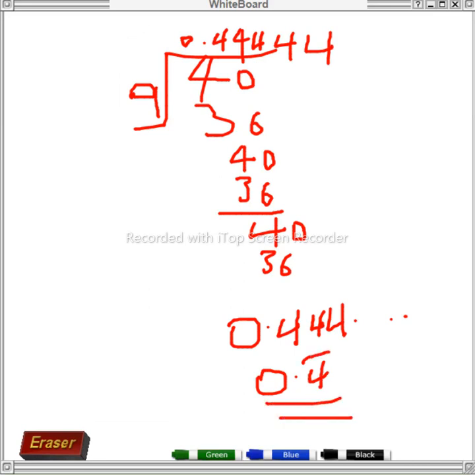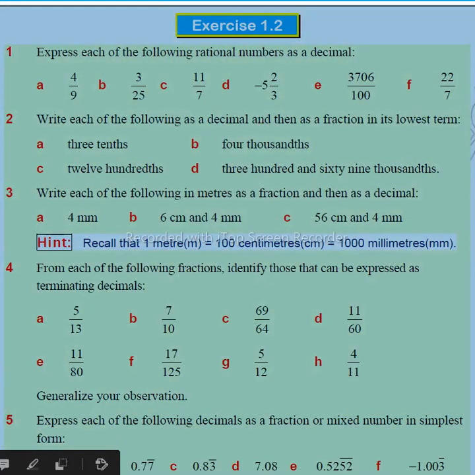This is the answer, a non-terminating decimal. So 0.444 will continue without stopping. So this is question number 1A, and we will do the others.